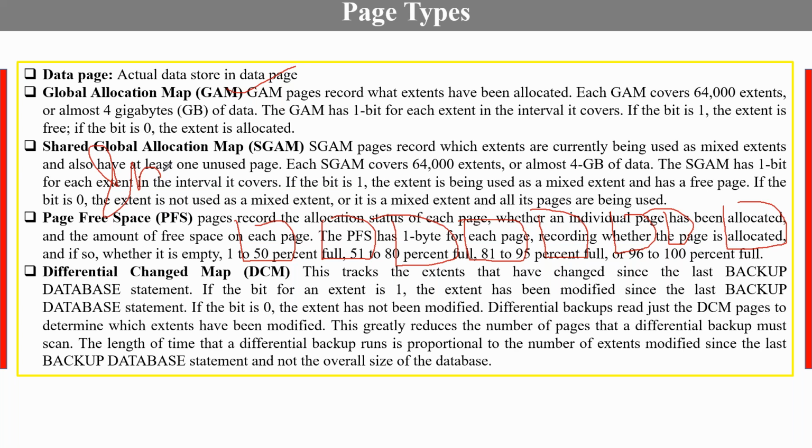One more question. What is the exact difference between GAM and SGAM? Allocation is done from the GAM page, sir. Once you start inserting data, whether the extent contains any free space or not, that you get from SGAM, sir.